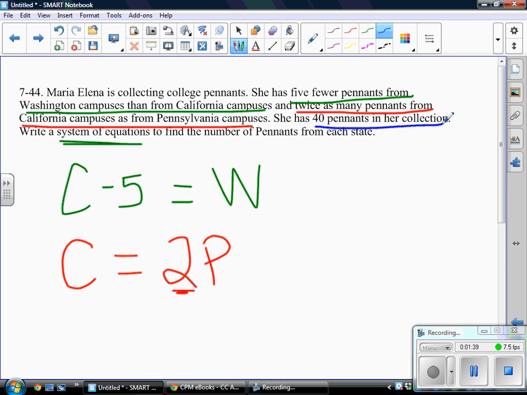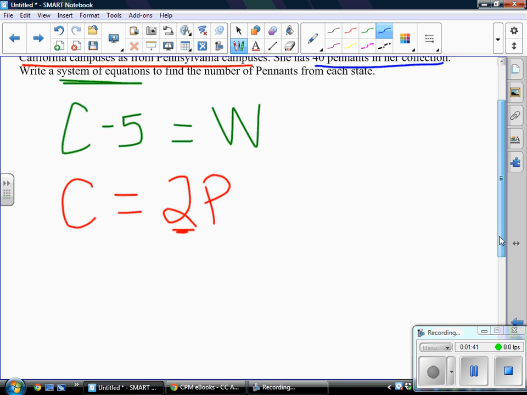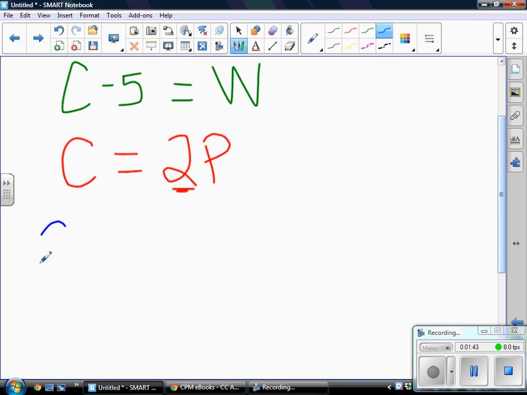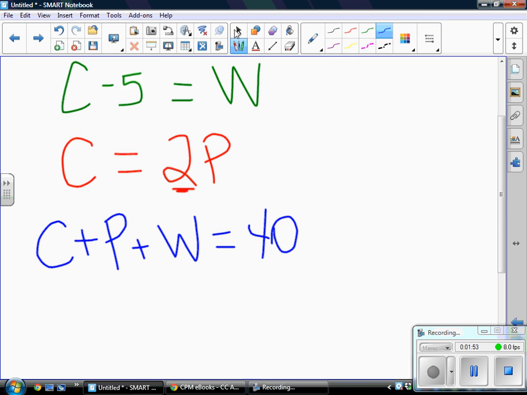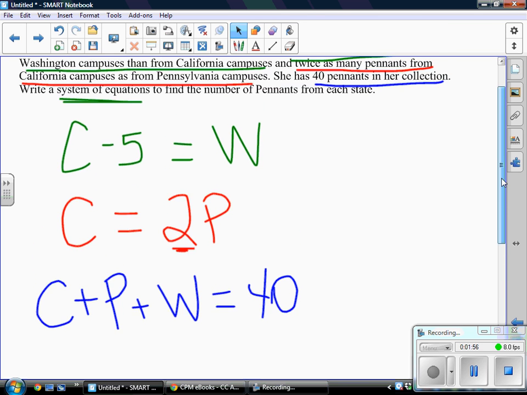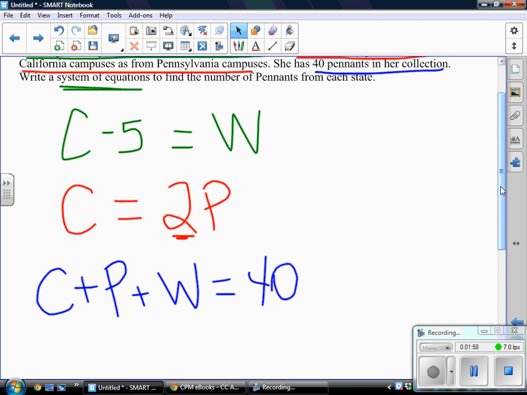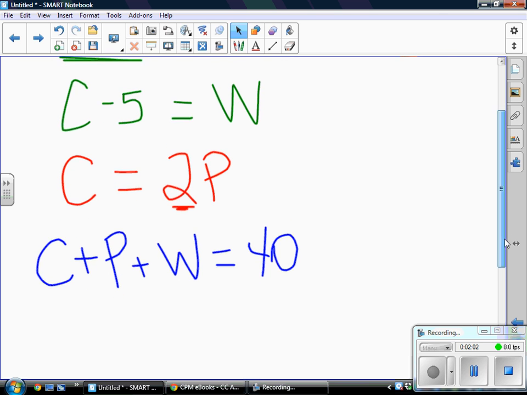The last statement that's important, it says she has 40 pennants in her collection. So all 3 schools together gives her 40 pennants. So that's going to be represented by C plus P for Pennsylvania plus W for Washington equals 40. So now we have a system of equations, 3 equations, 3 variables. We're going to find all 3 of them. Okay, so this could be a simple substitution problem now.